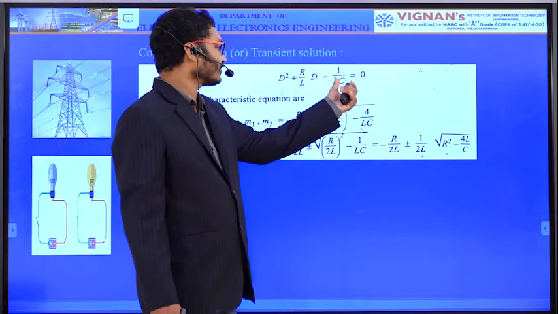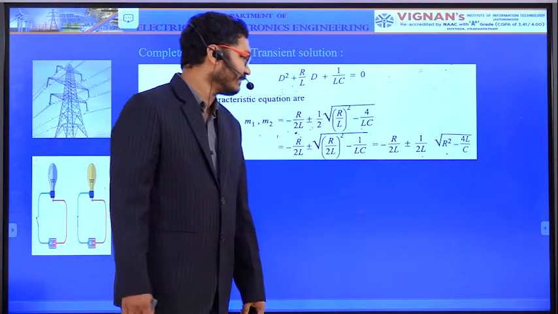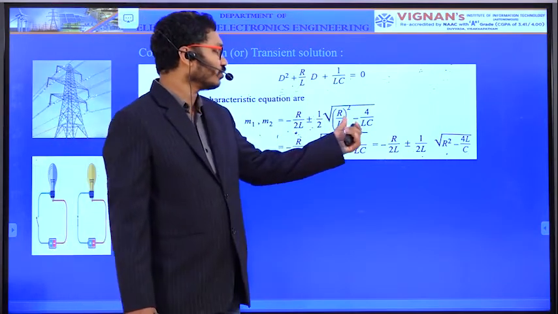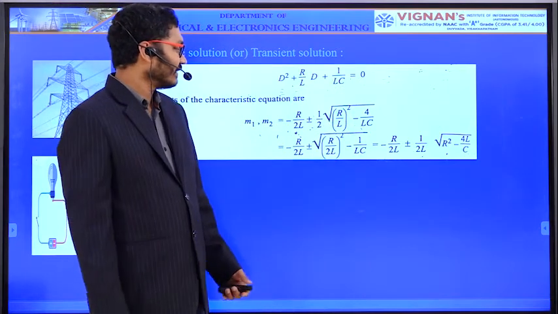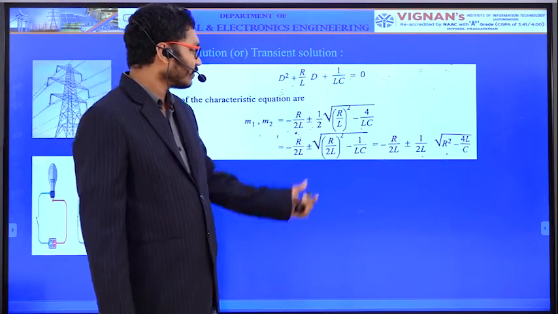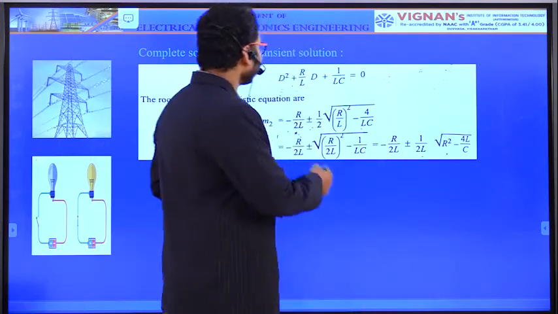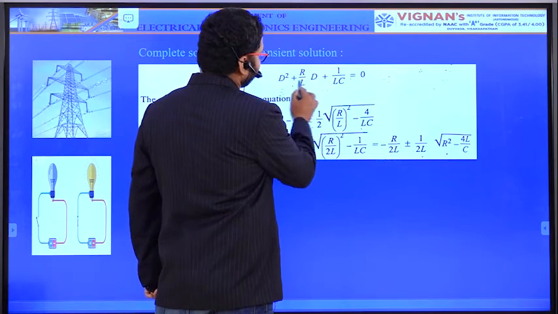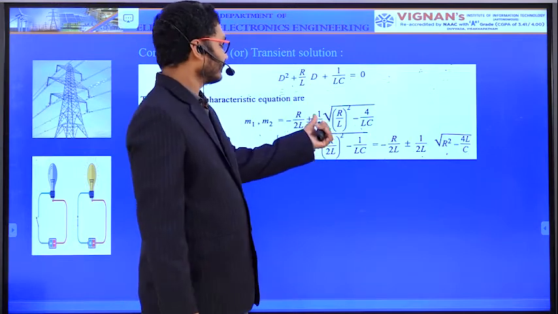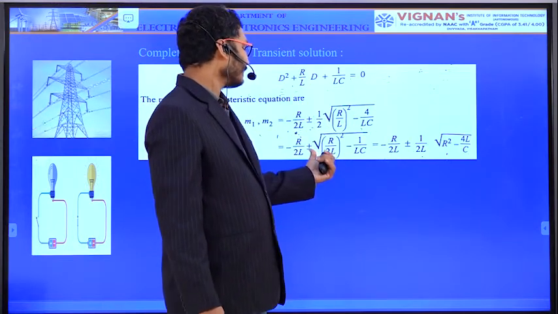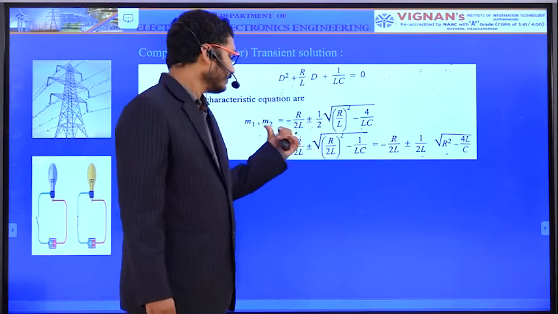So solve for the roots. You will get a form like ax square plus bx plus c. If you solve it you will get two roots, and based on the R, L, C values you will have different roots. After simplification you get this, which is just like ax square plus bx plus c. Here a is 1, b is R by L, c is 1 by LC. Just substitute that and you get these two roots.